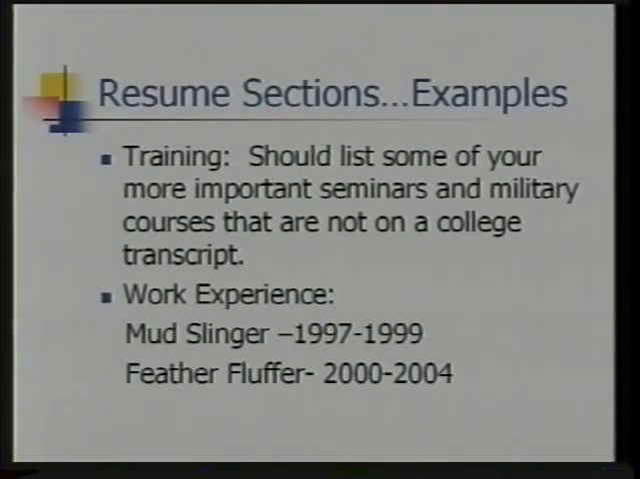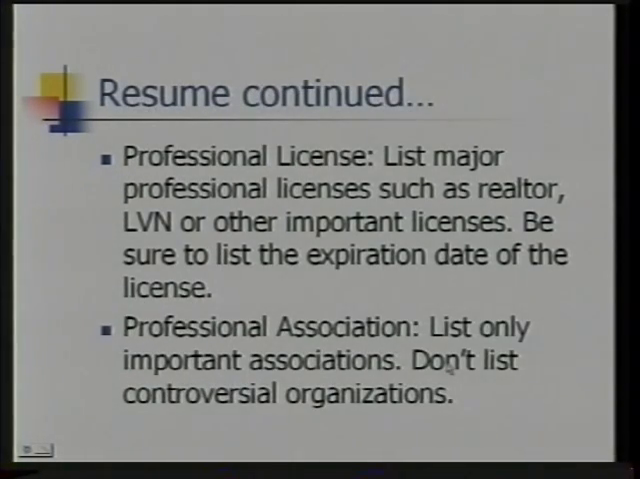Well, the next area that you want to list on your resume is your work experience. So we may list something called Mudslinger, 1997 to 1999, and Feather Fluffer, 2000 to 2004. So this is something that you may want to put in your work experience. And so after you put the work experience in, you just briefly list it. You may want to list your professional licenses. Somebody listed their driver's license. Now, that's not necessary. We hope you can drive. But list major professional licenses, such as your realtor, LVN, or other important licenses. List the expiration date of the license.